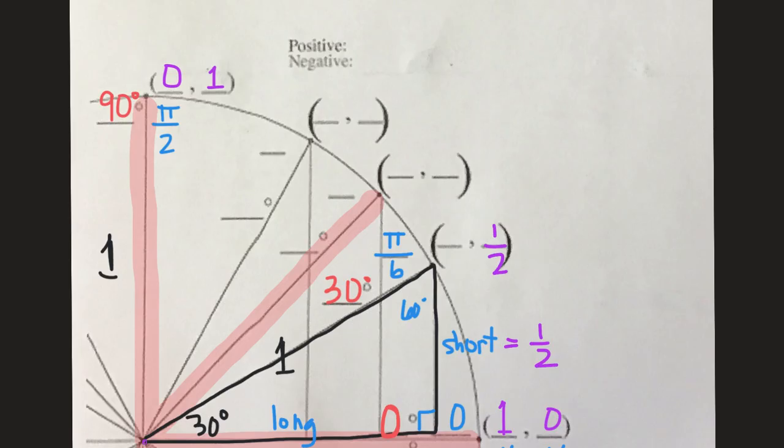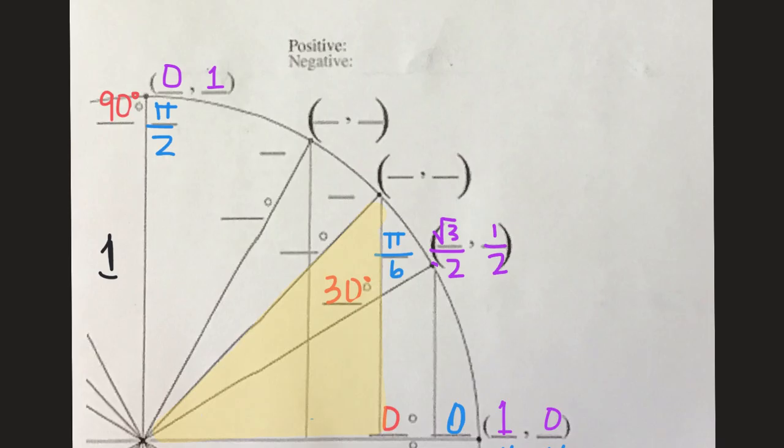Because the short leg is the vertical side, the y coordinate of our first point is going to be 1/2. Now if you remember, the long leg is always the short leg times the square root of 3. So if my short leg is 1/2, 1/2 times the square root of 3 can be written simply as the square root of 3 divided by 2. Okay, our next angle is 45 degrees.